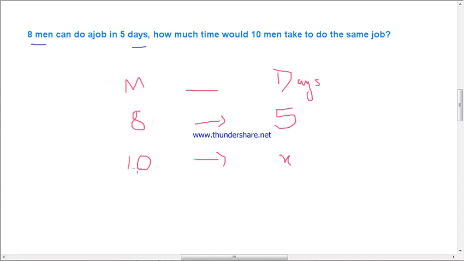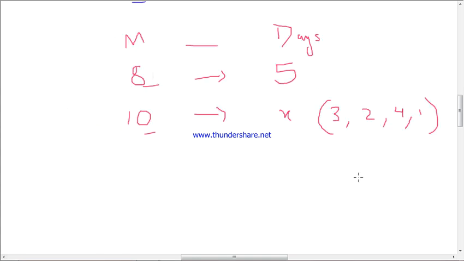More helping hands are given, so the number of days will not be 5, it will be less than 5. Because you have extra helping hands, you can finish the job much quicker as compared to the previous case where you have only 8 men. Now you have 10 men and you will obviously take less than 5 days. Again, as an assumption, this could be 3 days, or 2 days, or 4 days, or 1 day. These are the 4 assumptions that I have with me. Out of these 4, one is the answer.